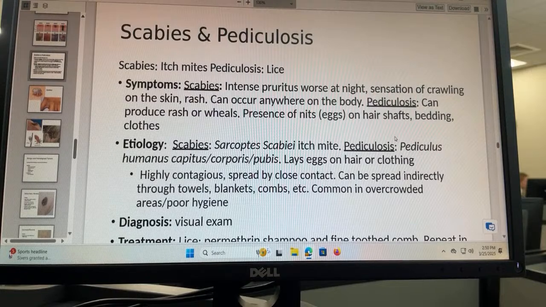Okay, on to something else that's also gross, scabies and pediculosis. So this is scabies and lice. Pediculosis is the medical term for lice.